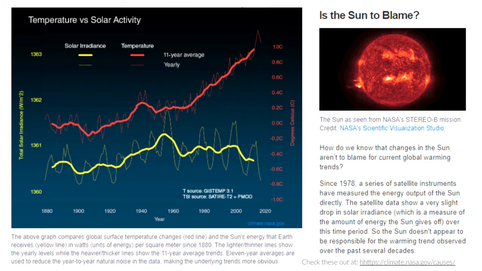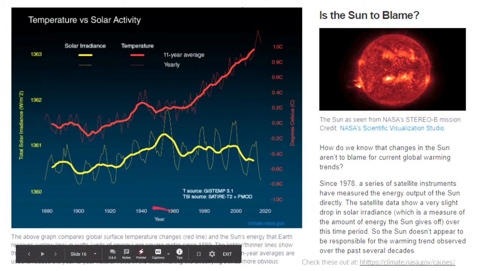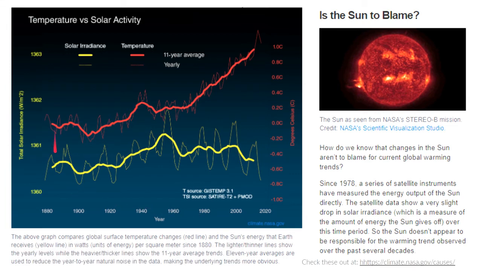Actually, this was clarified by the scientific community. This is a graph from NASA that shows us the global surface temperature in red and the sun's energy in the yellow line. As you can see, the solar activity is mirrored by the Earth's temperature up until the 1960s. This was the data from 1880 to the 1960s. However, sometime in 1978, 1980, as you can see, there's a decrease in solar activity.